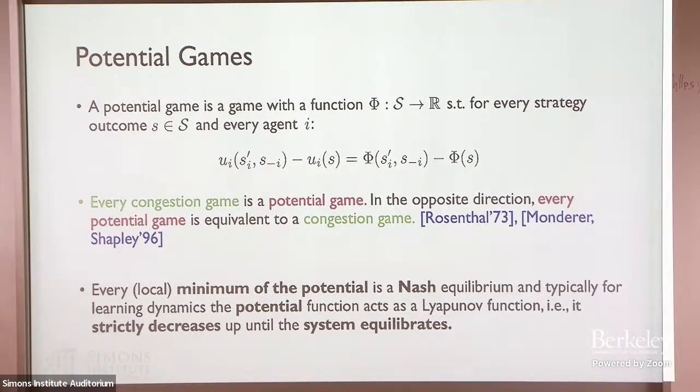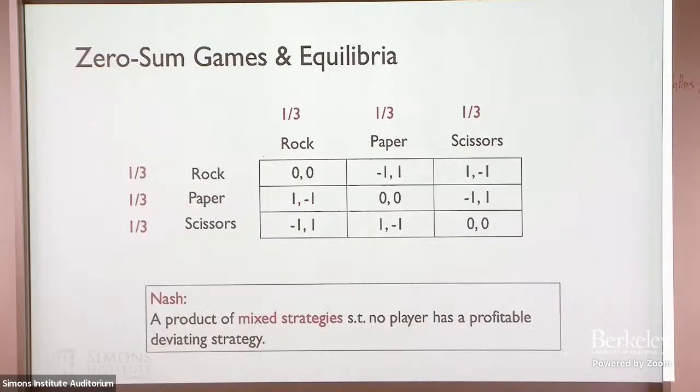depending on whether it's a cost or a utility game, is a Nash equilibrium. And also every best response path, and actually more general learning dynamics, act as a Lyapunov function on the potential, which strictly decreases until the system equilibrates. Okay, so this is the prototype of equilibrating games.